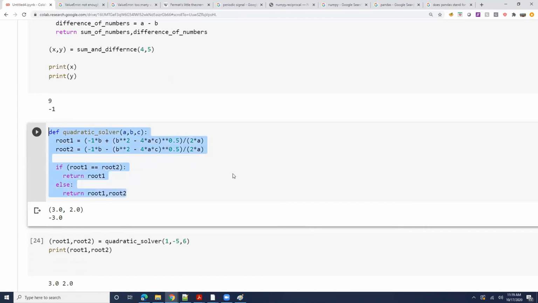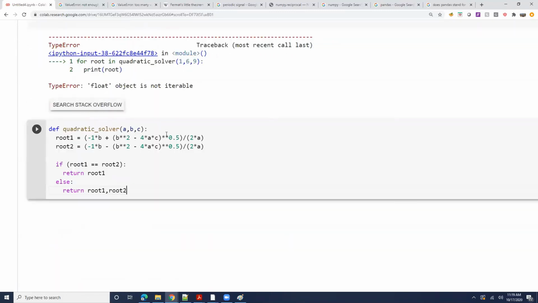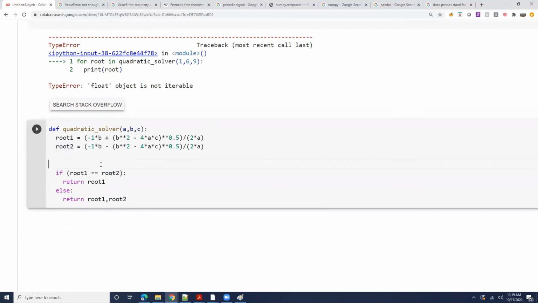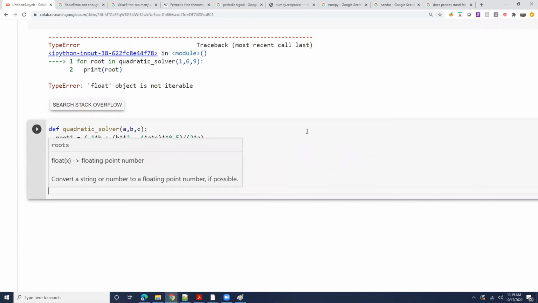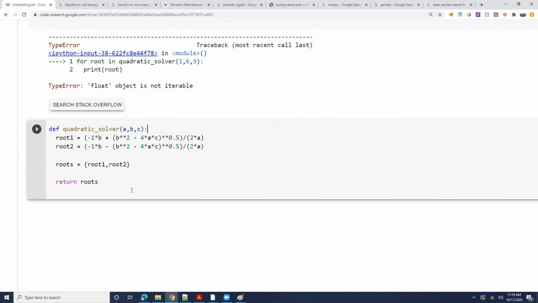So let me take this whole thing here at the bottom. So I'll now say roots is a set of root 1, root 2 and return roots. Does this seem fine? Anybody sees some problem? Because I don't know, maybe I have a mistake in this code. Okay, so I think it's okay.